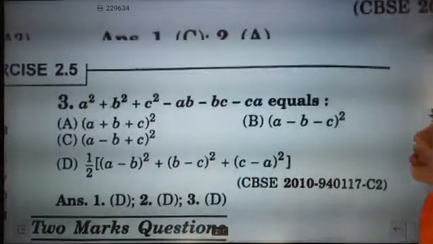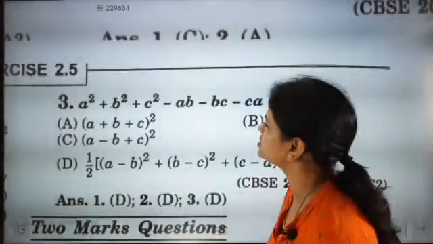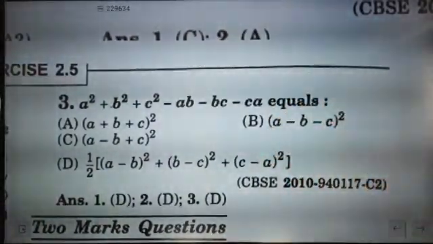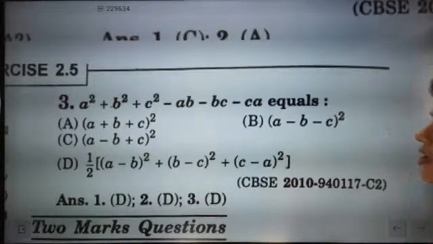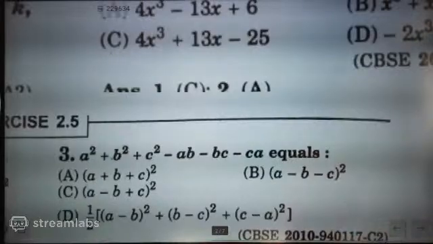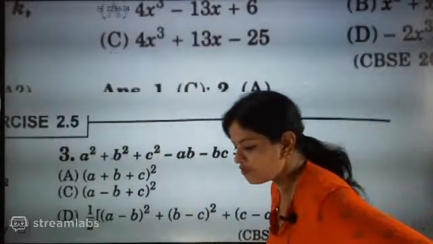Next question is a² plus b² plus c² minus ab minus bc minus ca will be equal to what? I think I showed you the answer. There is a formula for this.